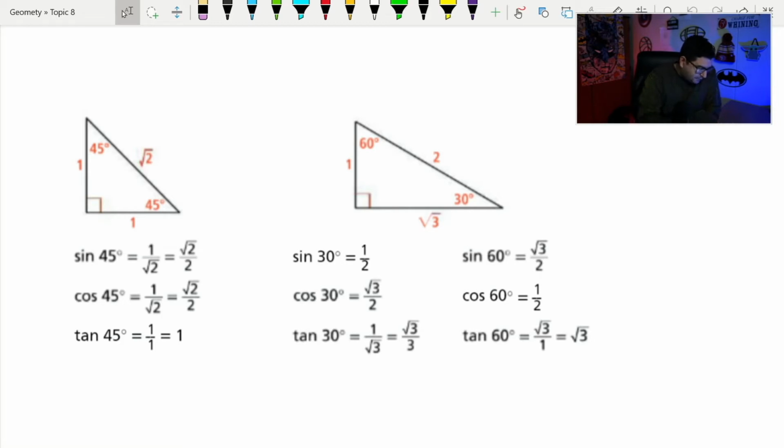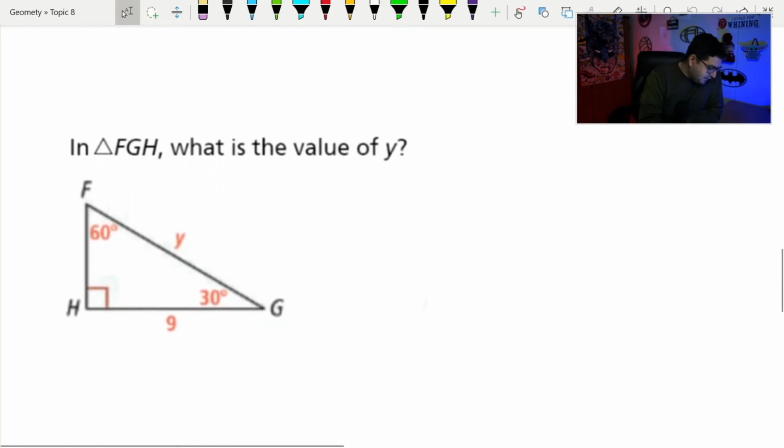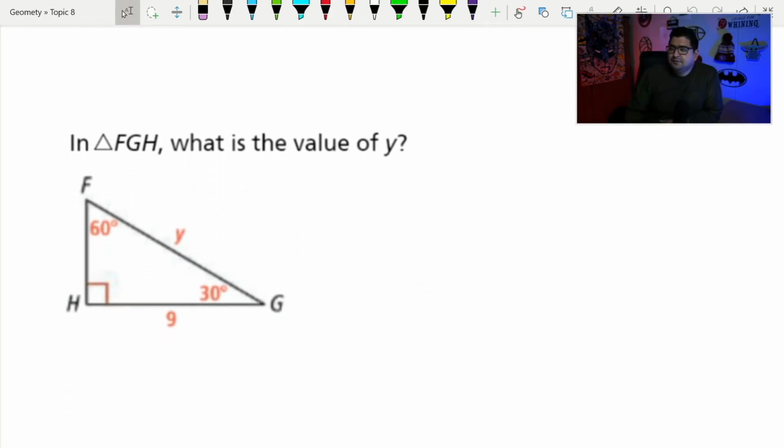You might not understand why I need these values, so let's jump into a problem where I would actually need to use them. Let's say I'm given this problem, triangle FGH, and they want me to find the value of y. I can do so by using sine, cosine, and tangent. It's a 30-60-90 triangle. I know that this bottom side of the triangle has the length of 9. So I'm going to focus on this 30-degree angle.